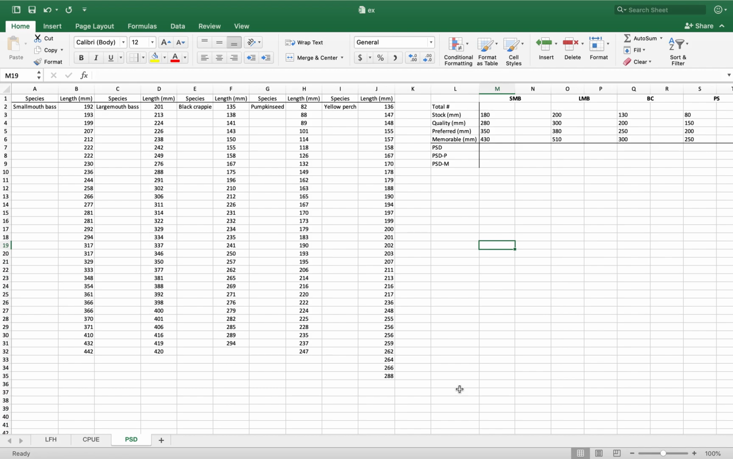Okay, so for today's video, we're going to be looking at PSD, or proportional stock density. This is used by fish managers and fish biologists to look at the fish and the game species in a water body. This is what's preferred by anglers.